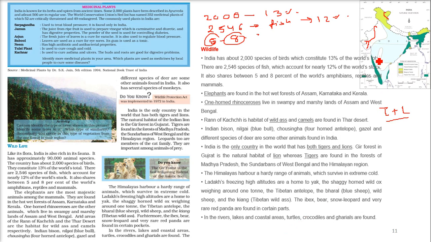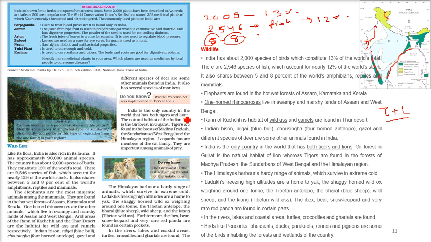In the rivers, lakes and coastal areas, in these regions, we find turtles, crocodiles and gharials also. When we talk about birds, we have peacocks, pheasants, ducks, parakeets, cranes, pigeons, and these are also found in various forests and wetlands of the country.